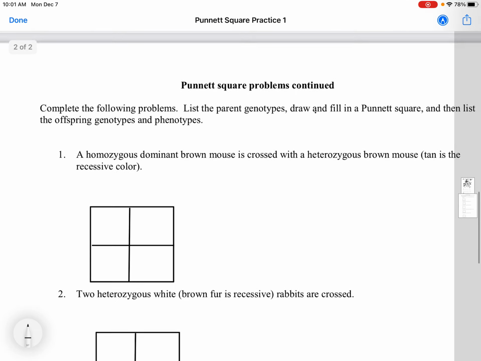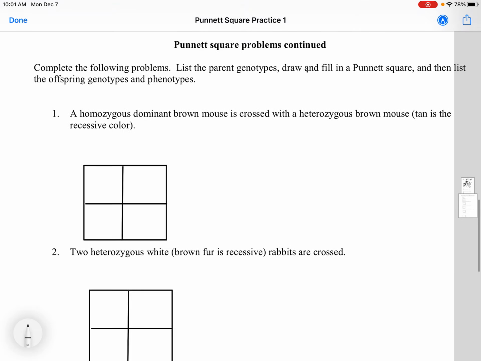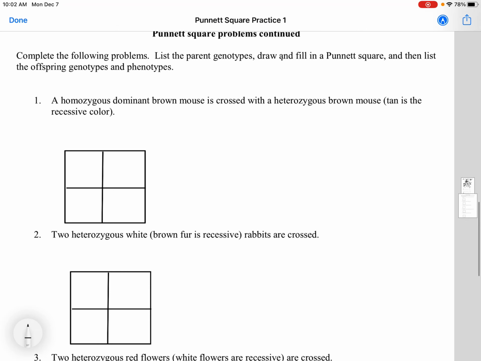All right, let's glance at these. I want you to do these for practice as well. But these are a little bit harder. You got to think about in the beginning. So read carefully. A homozygous dominant brown mouse is crossed with a heterozygous brown mouse. And then it even tells us tan is the recessive color.